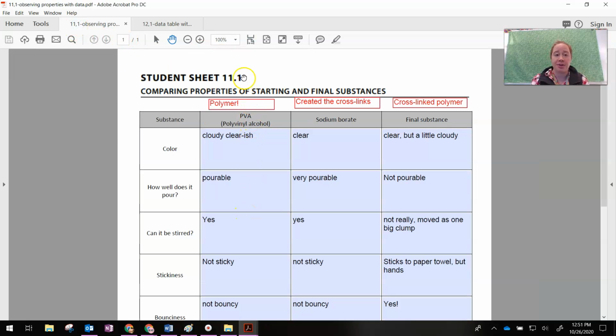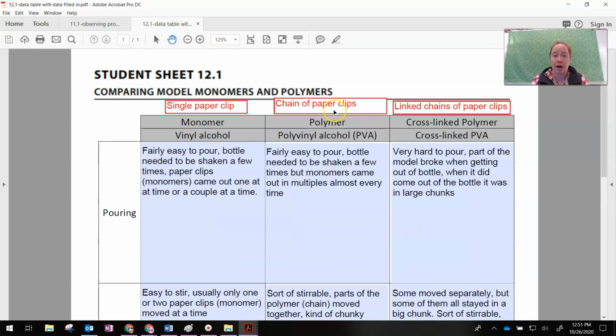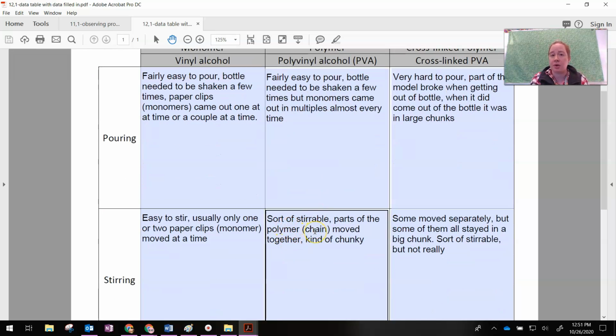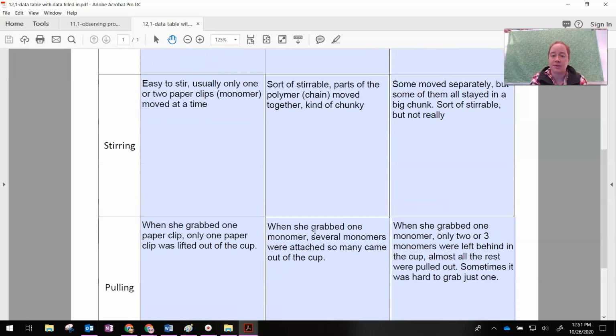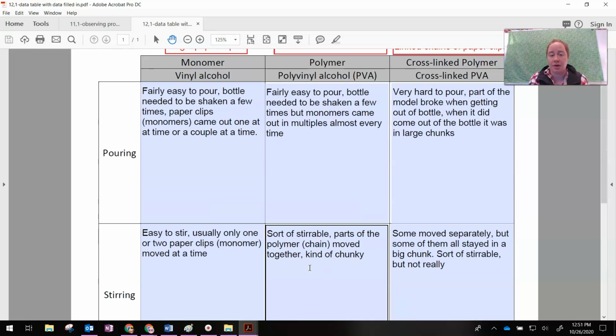So here I've labeled this one as the PVA was the polymer, and we saw that the polymer was pourable, stirrable, not sticky, not bouncy. So if we go over here and look at the polymer, it was fairly easy to pour. Our model was fairly easy to pour. It was sort of stirrable, so there are some limitations to our models. And when they grabbed one monomer, several monomers were attached, but not very many, okay? So some of them were attached, but not a whole lot of them. It's not like the whole thing came out.